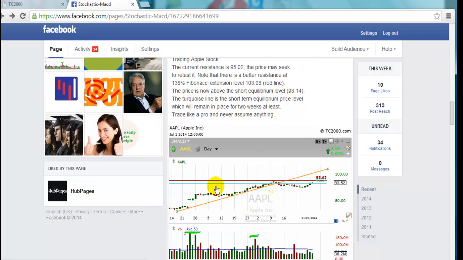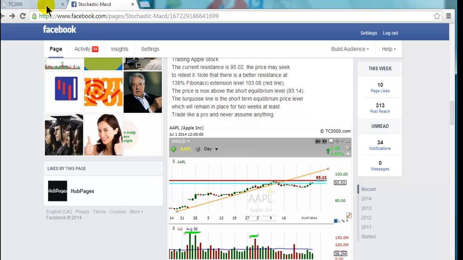Here it is. Trend in Apple stock, the current resistance is 9502. The price may seek to retest it. Know that there is a better resistance than 138. That's why we say to traders that the price will try to revisit the 138% Fibonacci extension zone in the zone of 103.08. The price is now above the short-term equilibrium price level at 9314.